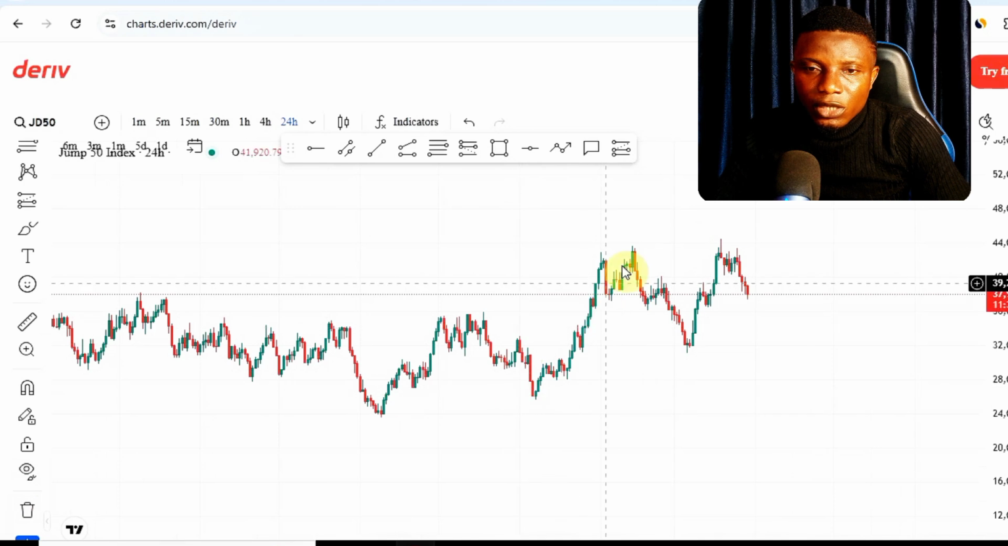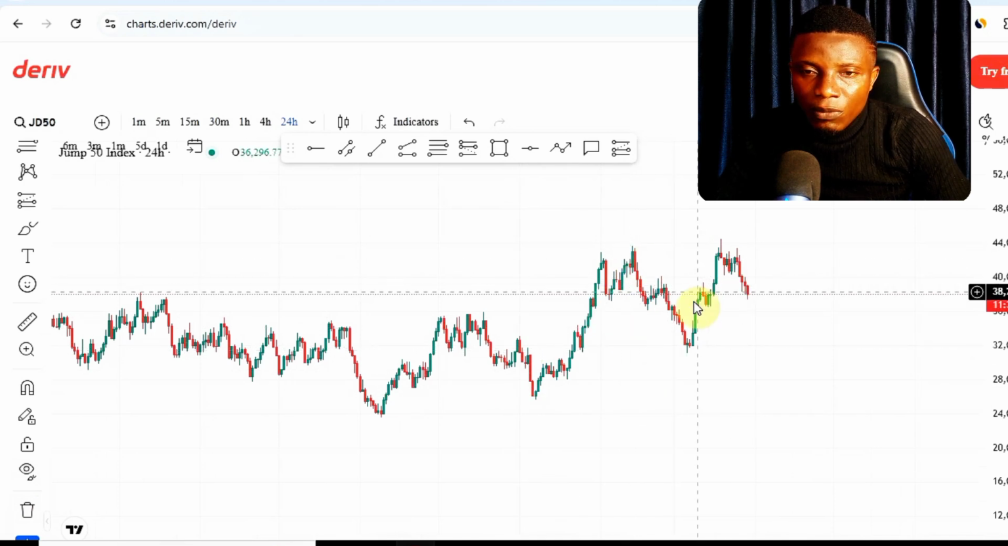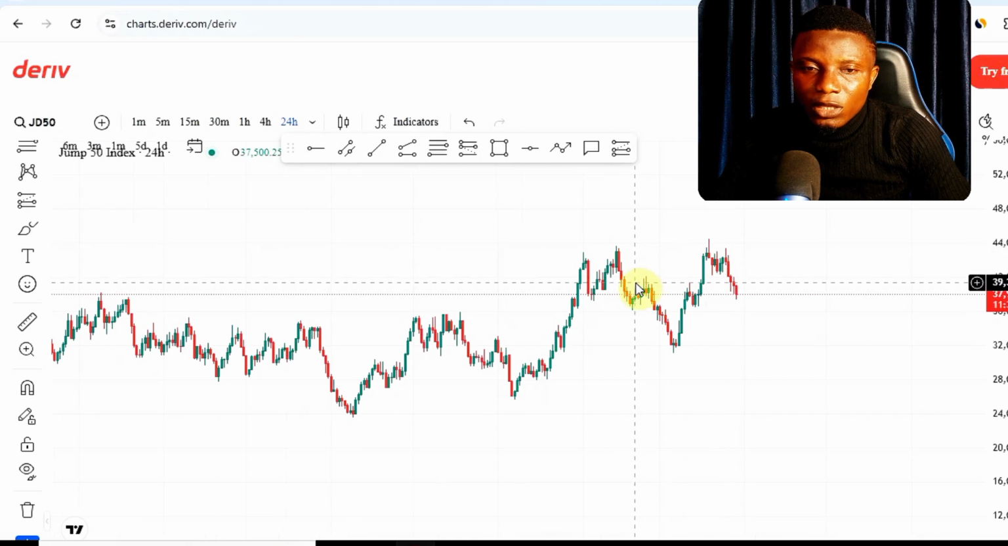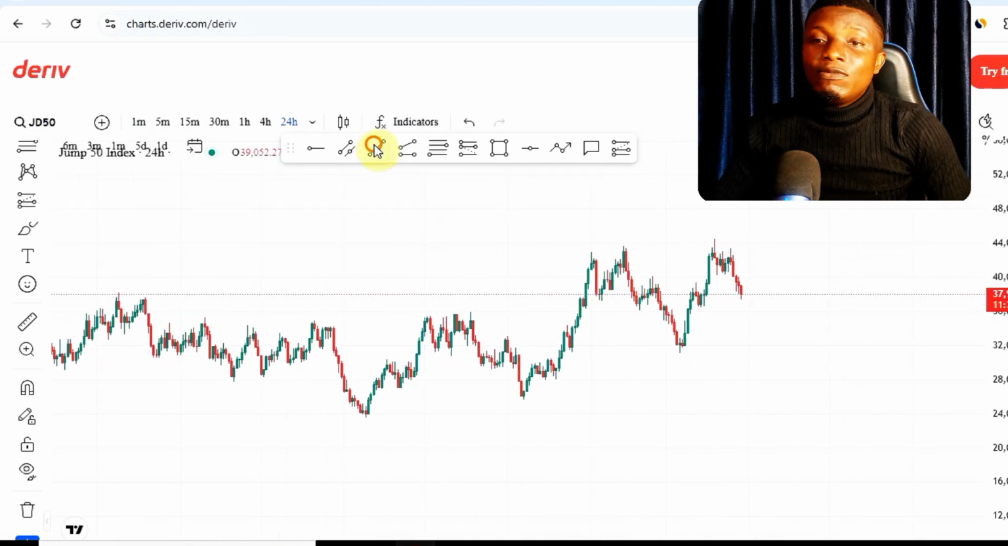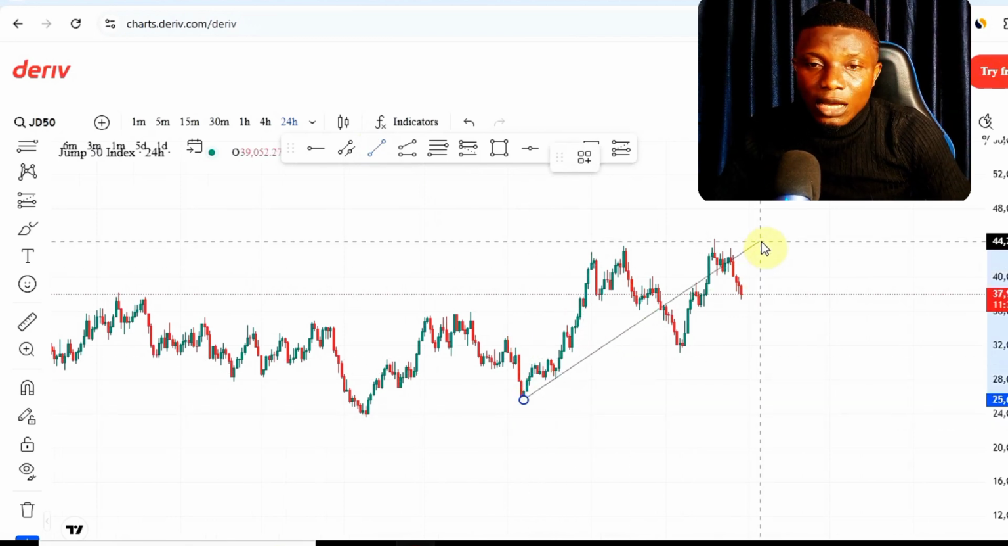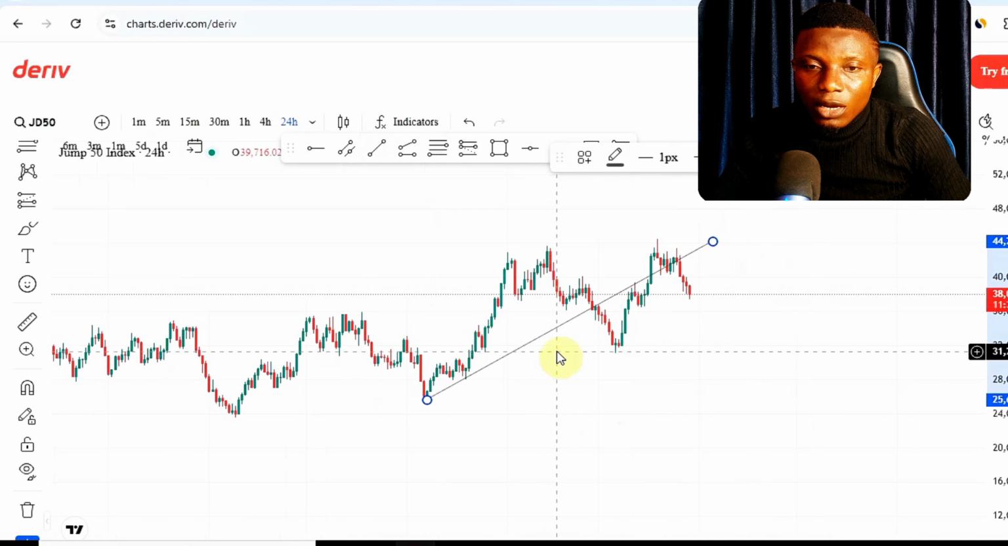Now you can see there was a bullish move right here. There was a bull run from this point to this point. Then we needed to understand if this bull run is still in motion or if it has exhausted. All you need to do to find that out is to draw what we call a trend line. This trend line is going to give you all the information you need.